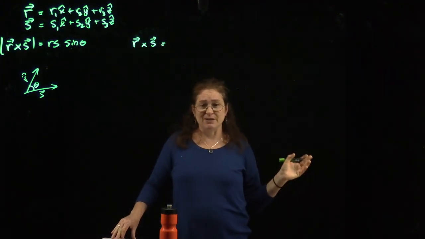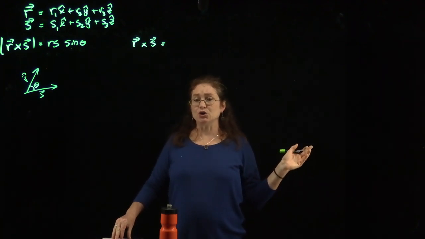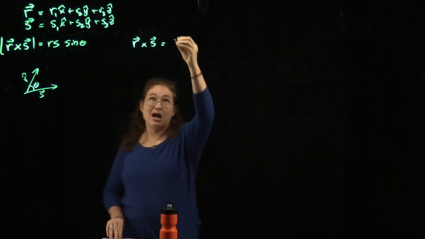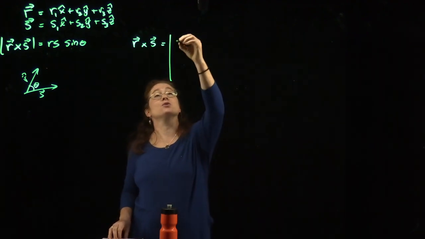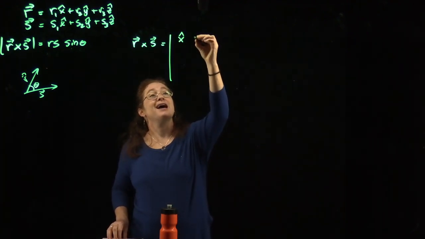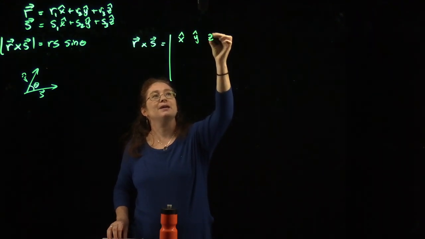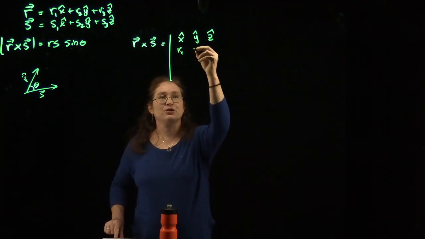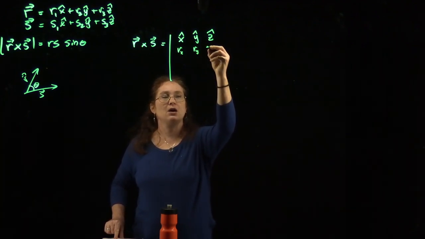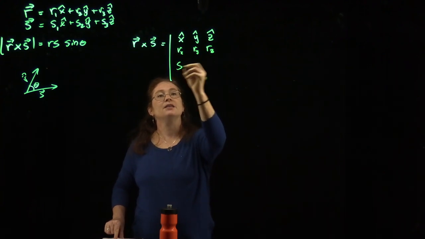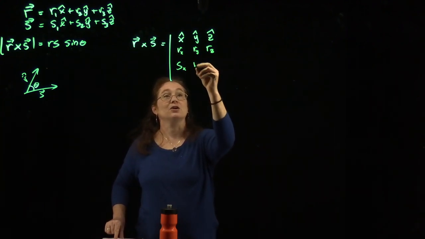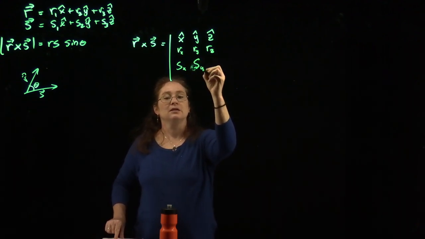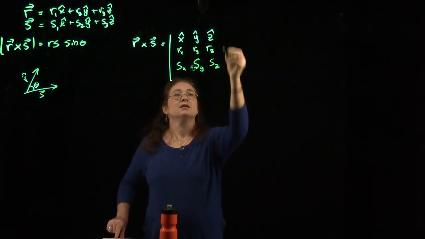If this is your first time learning it, that's okay. We'll walk you through it. Think of it as a way to remember how to do the cross product. Okay, so we're going to write our unit vectors as the first row of a matrix. Then we're going to write the components of the first vector, Rx, Ry, Rz, and then the components of the second vector, Sx, Sy, and Sz.